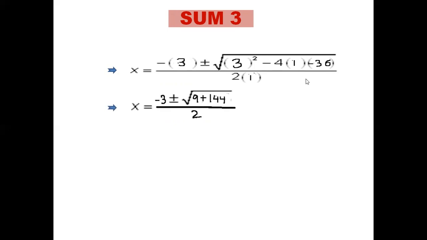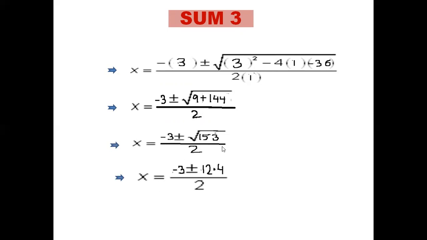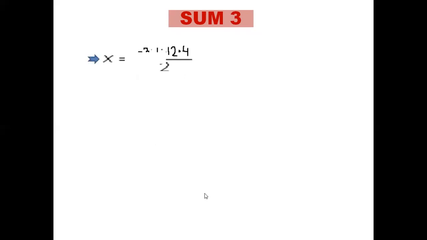Now let us solve it. So minus 3 plus minus square root of 3 square, which is 9. 4 minus becomes plus. 4 times 36 times 1 is 144. 2 times 1 is 2. 9 plus 144 is 153. So we take out the square root. I have already explained in my Vedic math videos how to find out the square root very easily. So minus 3 plus minus 12.4 divided by 2. So minus 3 plus 12.4 divided by 2, minus 3 minus 12.4 by 2.